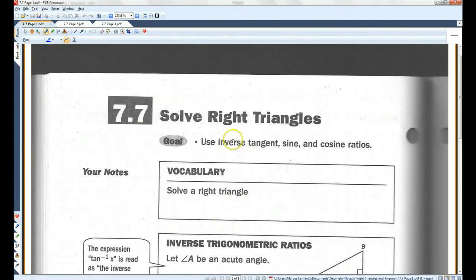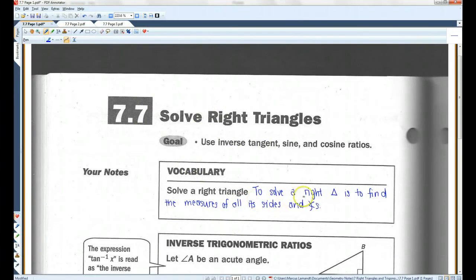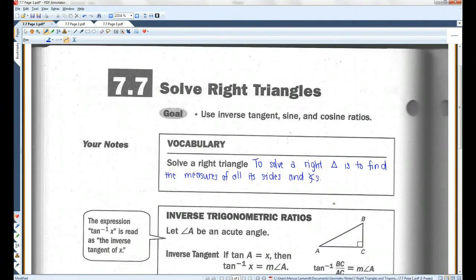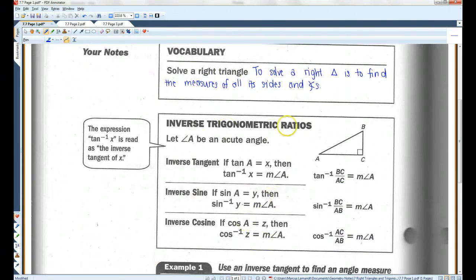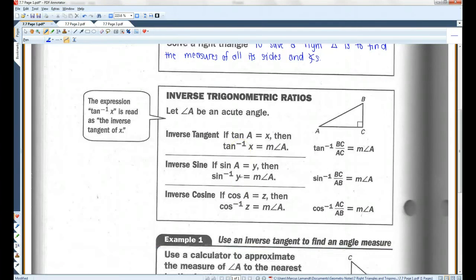Alright, if you guys could please turn to 7.7, solve right triangles. To solve a right triangle is to find the measures of all its sides and angles. So if you're given a problem and it says solve the right triangle, you should be getting more than one answer. You're not just looking for one side or one angle. You're looking for all the sides and all the angles. Alright? Okay, inverse trig functions are pretty much just the opposite of trig functions. You can read this over. We're going to do some examples of what this means.